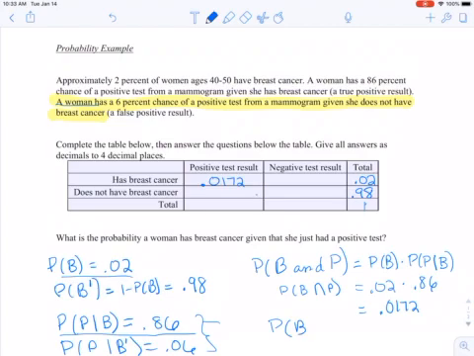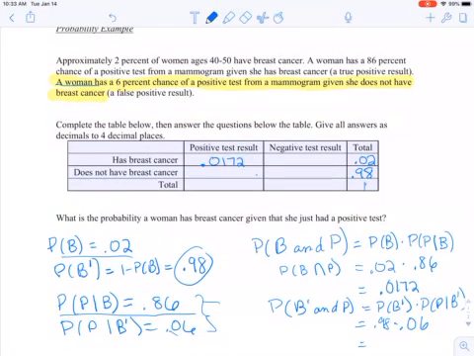Okay. Now let's do our other one right below it, which is the probability she does not have breast cancer, right? And a positive test result. So this would be the probability that she does not have breast cancer times the probability of a positive test result given she does not have breast cancer using our multiplication rule. So we have 0.98, right, from here, times 0.06. So when we do 0.98 times 0.06, we get 0.0588. So that's this right here, 0.0588.